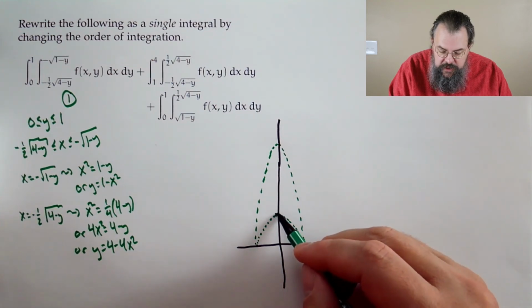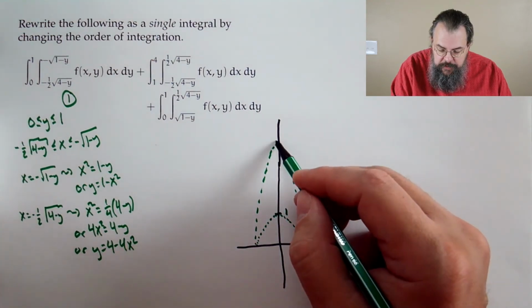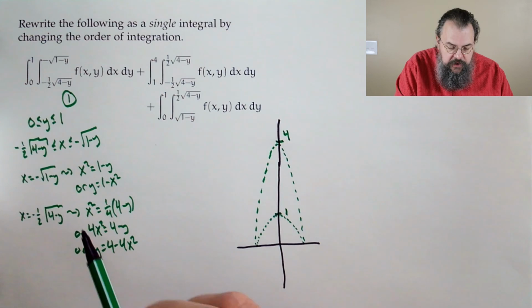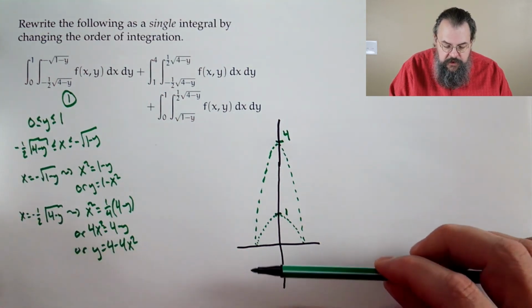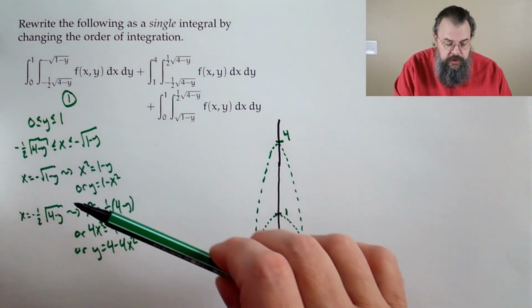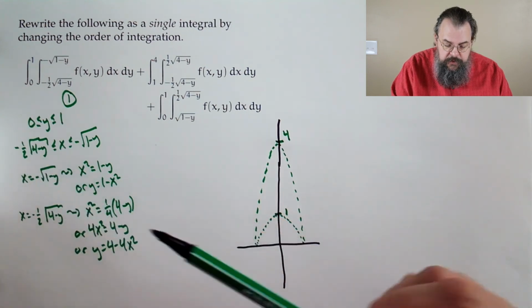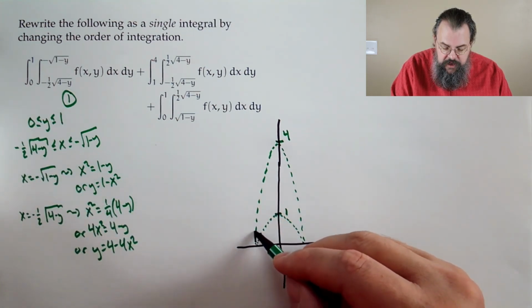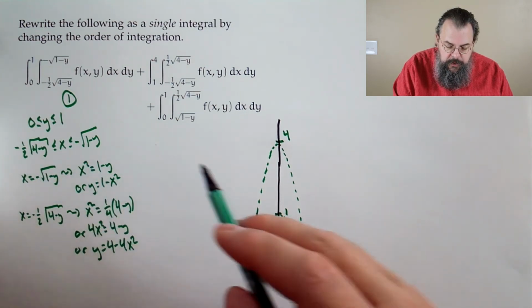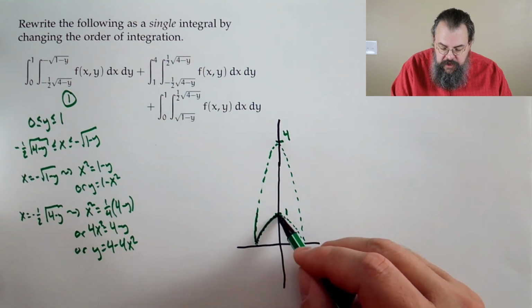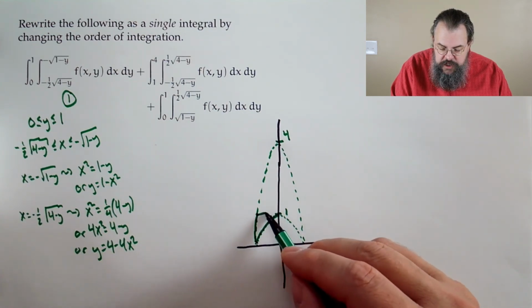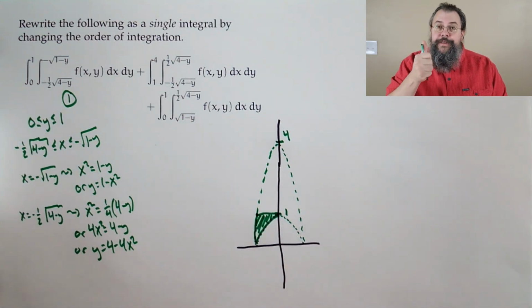Now that we have this marked, we can be more careful. This right here is at 1, up here is at 4, and y goes from 0 to 1, that's what we're told. The minus 1/2 square root of 4 minus y, that's this left-hand side, and the square root of 1 minus y, that's this right-hand side. So our shape is this piece. So that's the first integral.